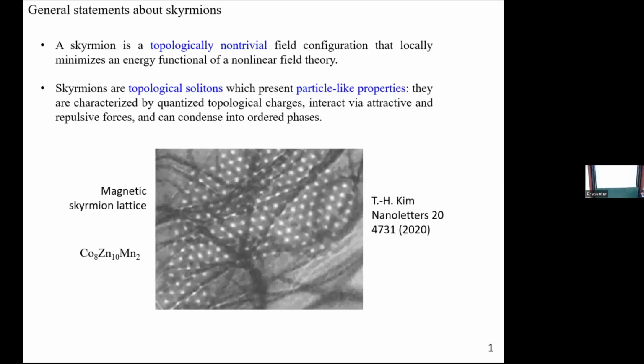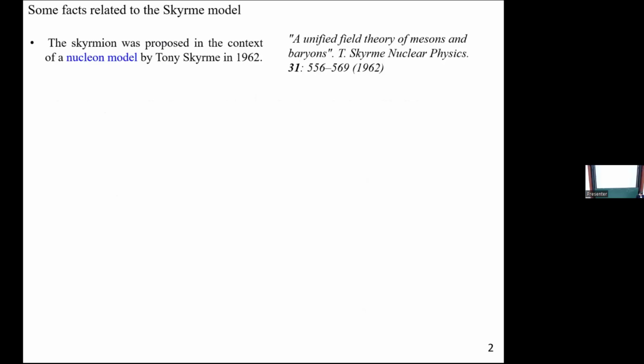These objects have a size of around 50 nanometers. Sorry, this is a two-dimensional picture, meaning that these points are what? It's two-dimensional, so they are cross-sections as you go through the sample. They are like tubes.